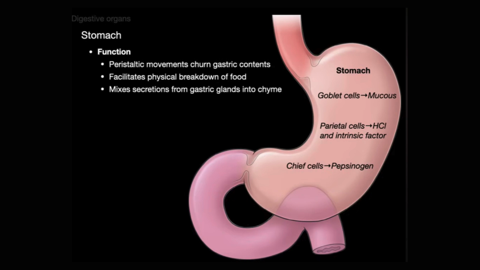So you can see the process here: the goblet cells produce mucus, protecting the parietal cells, which produce hydrochloric acid and intrinsic factor for the absorption of vitamin B12. And you have the chief cells, which produce pepsinogen, which will be converted by hydrochloric acid to form pepsin, and pepsin consists of the enzyme called protease.